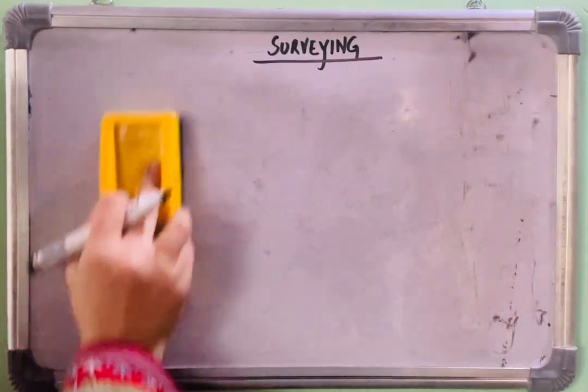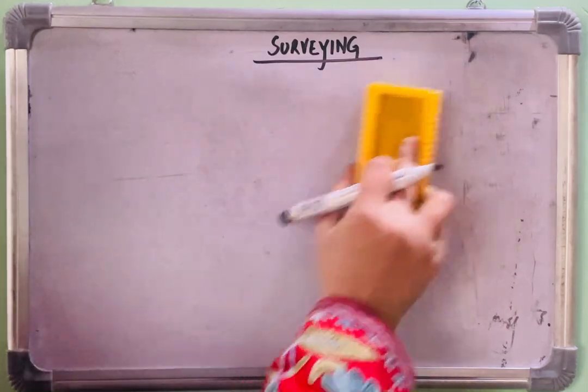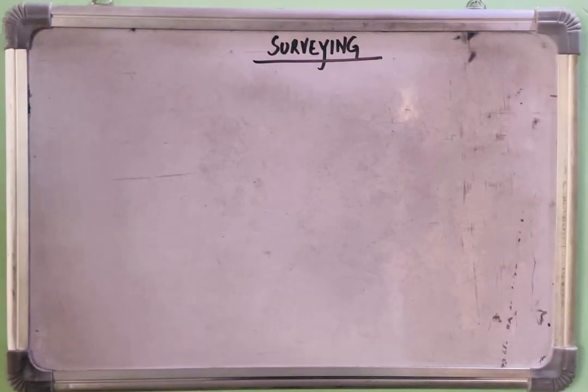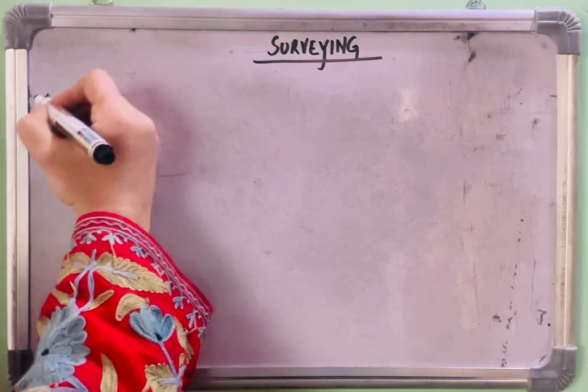Moving on, let's study about the third principle of surveying, which is always make provisions of adequate checks.